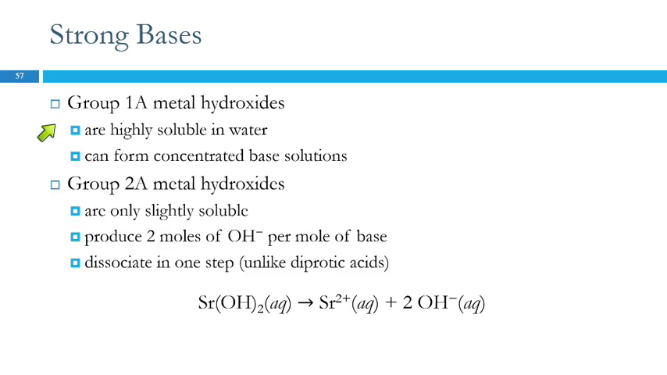The group 1A metal hydroxides are highly soluble, so you can form concentrated bases. The group 2 metal hydroxides are only slightly soluble, and as I just talked about, they produce 2 moles of hydroxide. These metal hydroxides dissociate in 1 step. So it's an ionic compound, it just dissociates. So it produces all of its hydroxides at once. This is different than a diprotic acid where it loses 1 hydrogen and then it loses another one and you have 2 equilibrium constants.